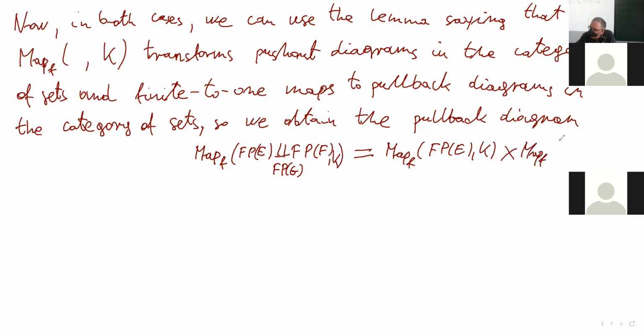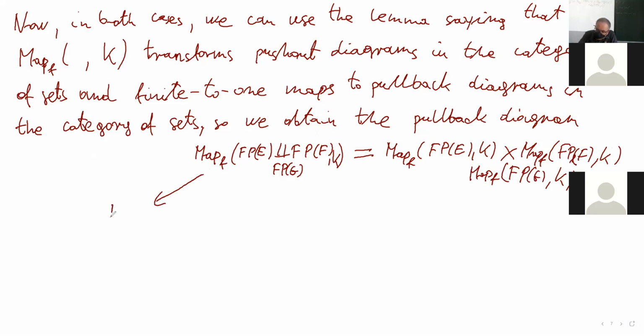We find the finitely supported maps from FPF to K, and over finitely supported maps from FPG to K. All right, and here is the diagram. And now for brevity, no, you see, I cannot do it yet.